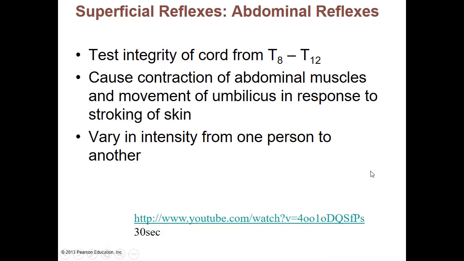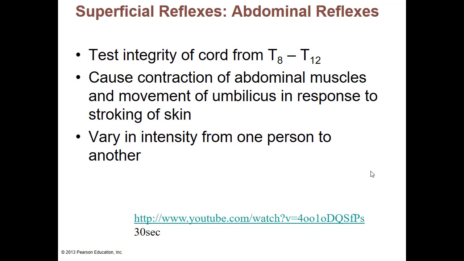The other superficial reflex is called the abdominal reflex. You can stroke different parts of your stomach and actually watch your muscles contract. And if you're like, oh yeah, if I do touch that, they do automatically. Well, that's a reflex making that happen, whether you ever thought about it or not. It's testing the integrity of your spinal cord anywhere from your 8th thoracic vertebra to your 12th thoracic vertebra.